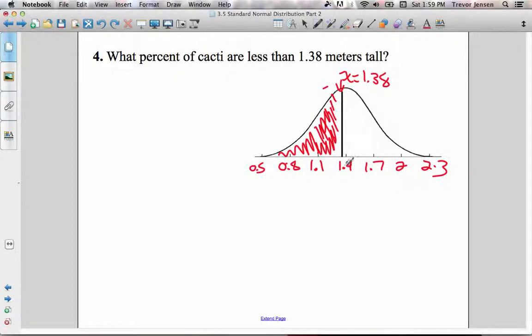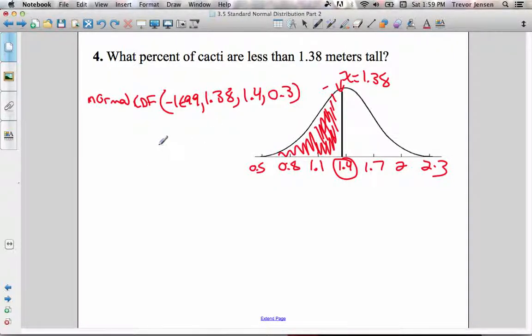And also keep in mind the mean of our data set is 1.4 and standard deviation is 0.3, so we just have to type in normalcdf. Our left boundary is negative infinity because this graph will go on forever. Negative infinity, how you write it down in your calculator is you do negative 1 e99. That says negative 1 times 10 to the 99, which gives you a very large negative number. So your negative 1 e99 is our left boundary. Our right boundary is 1.38. The mean is 1.4 for our data set, and the standard deviation is 0.3. If we do this, the calculator will tell us the percent of data in the data set that are between negative infinity and 1.38.